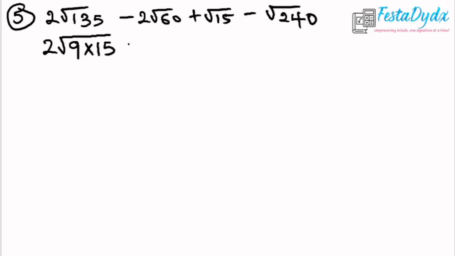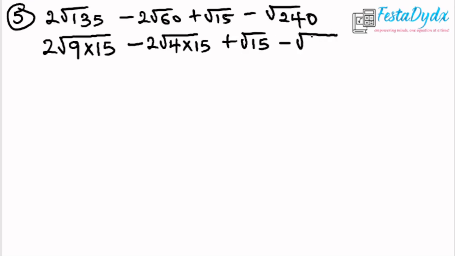So we'll have minus 2 root. For 60, I'll have 4 times 15. Then here we'll have plus root 15, minus root. For 240, the factors I'll be working with is 16 times 15. So now we can see that all of them have root 15. So looking at this from this angle, we can see it's a similar surd. So now let's continue by splitting the surd.